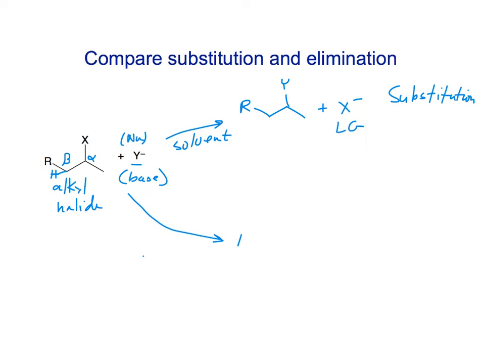We're going to form a pi bond, and we're going to get an alkene as our product, plus the conjugate acid of the base plus the leaving group. So this is the conjugate acid. This is the leaving group. We have an alkene product, and this is an elimination reaction.